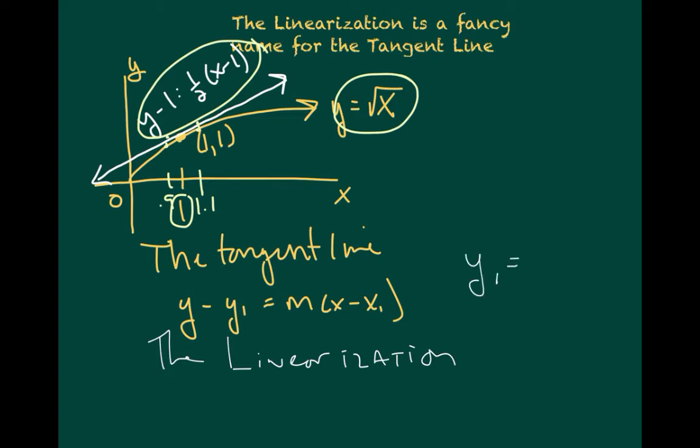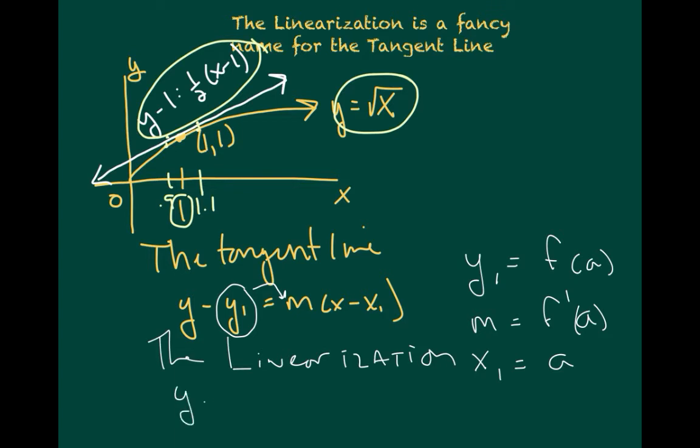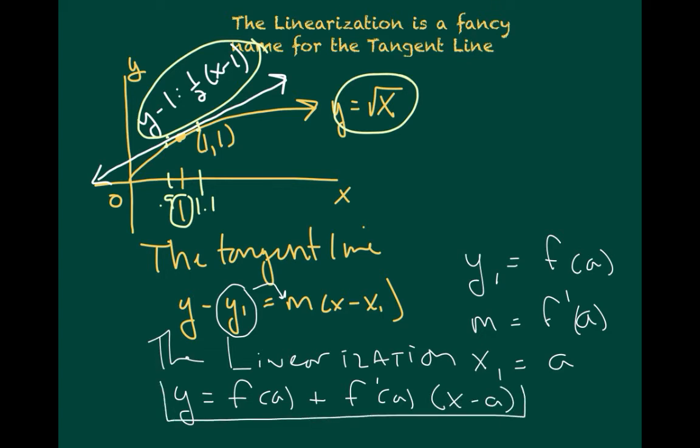y sub 1 becomes known as f of a, and our slope m becomes f prime of a. And what had been x sub 1, well, that becomes a. They also move y sub 1, as I said previously, to the other side. So we end up with a linearization looking something like this. y equals f of a plus f prime of a times x minus a. And that is your formula for the linearization.